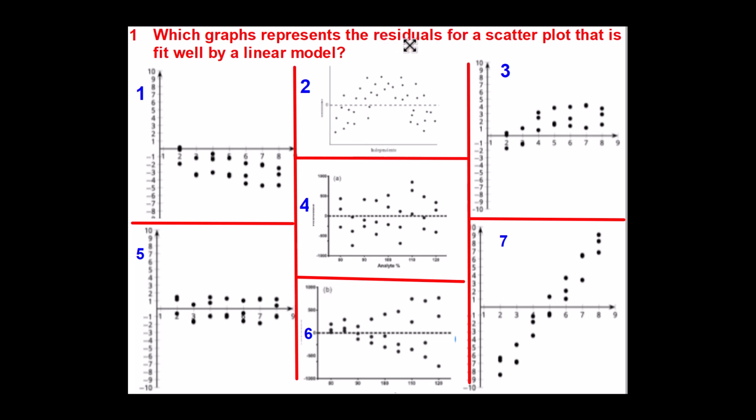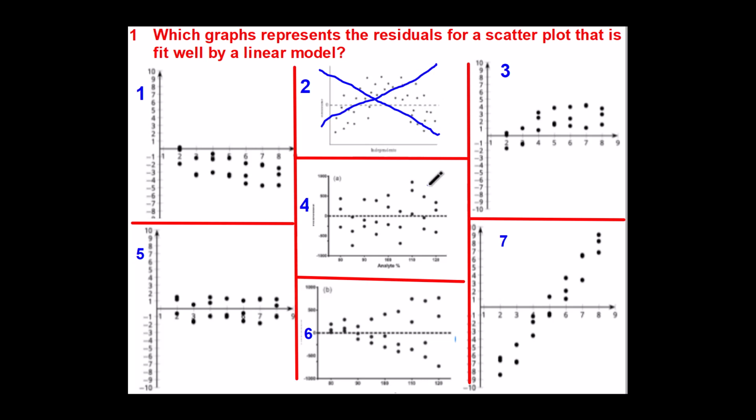The residuals, not the points from our table, but the residuals from that graph, for a scatter plot that is fit well by a linear model. Now we know that a scatter plot is fit well if our R, the number that we get in Desmos, is very close to +1 or -1. So one of the things I'm going to eliminate first off the bat is graph number 2, because this looks like a curve. So I'm going to take that out.